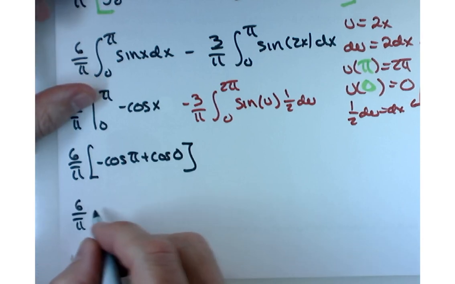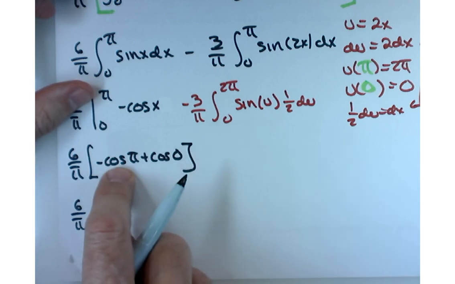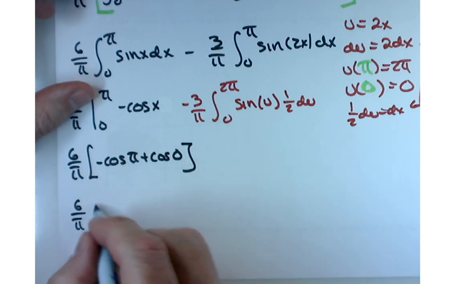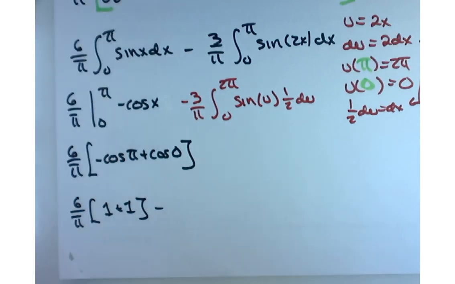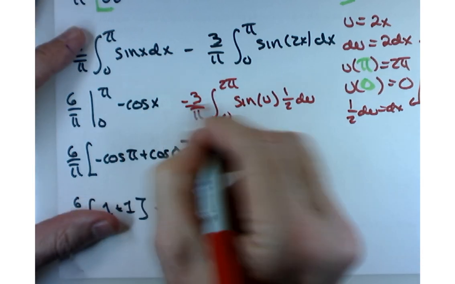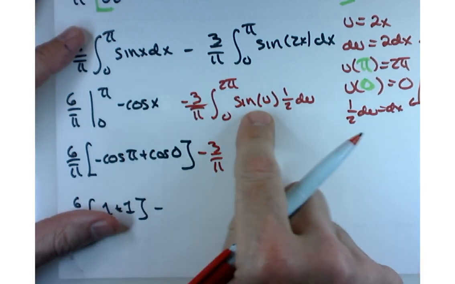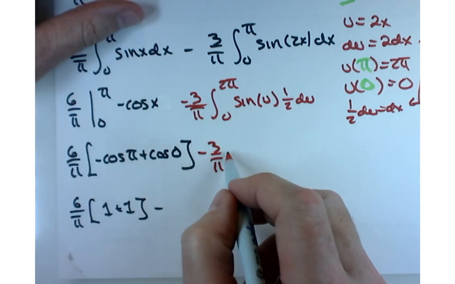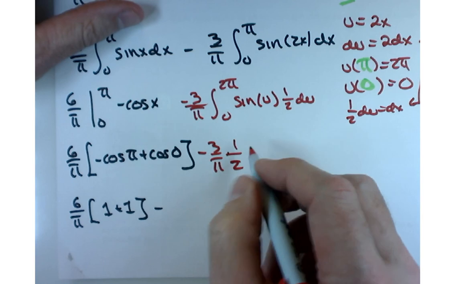Have you already figured out what's going to happen on that second integral? So that'd be negative of negative 1. It's going to be 1 plus 1 minus whatever this turns out to be. So that's going to be minus 3 over pi. Let's bring the 1/2 out front. 1/2.